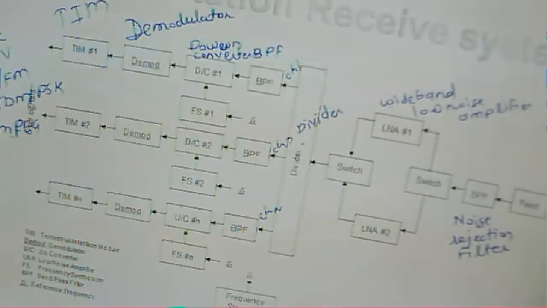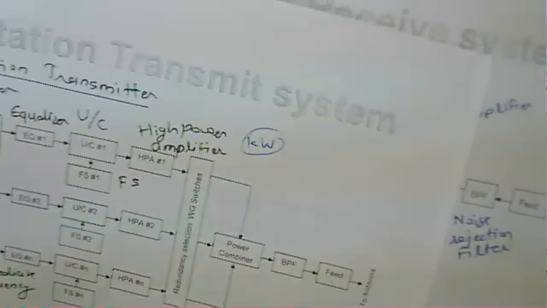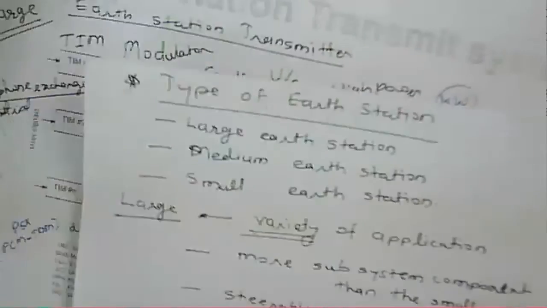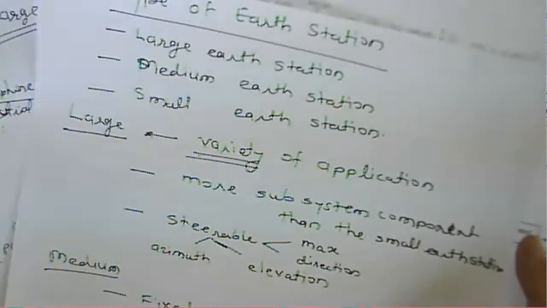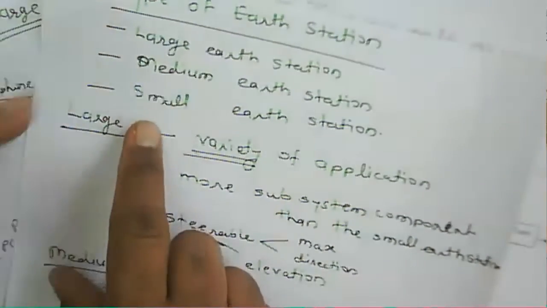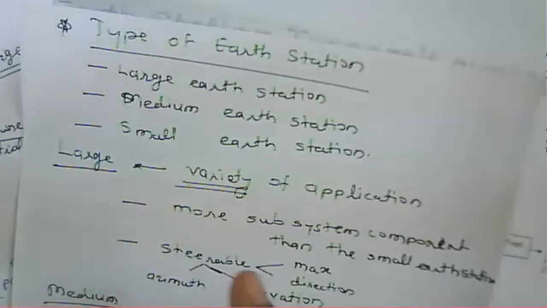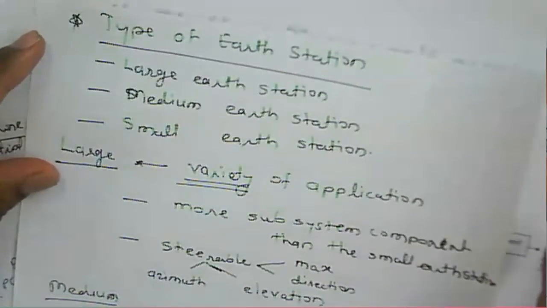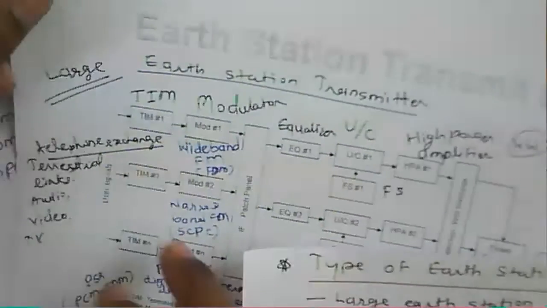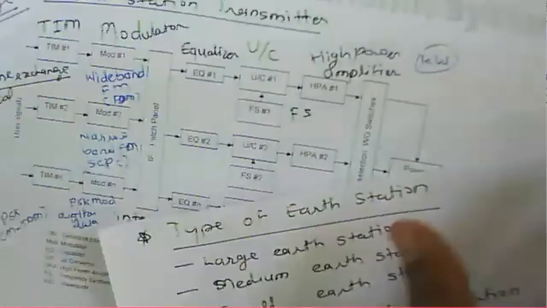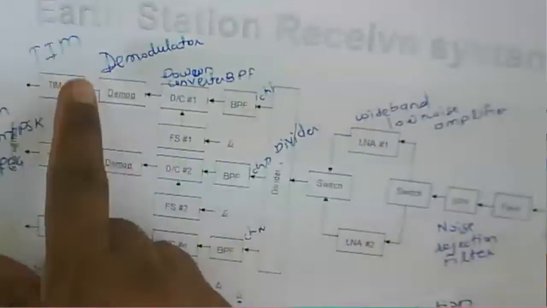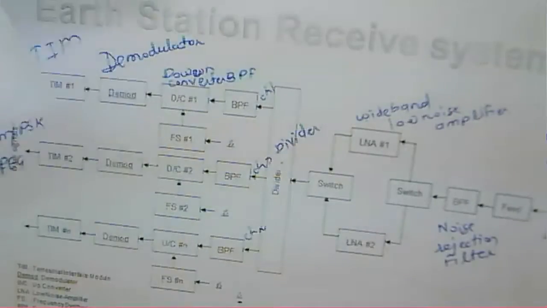So we have seen the earth station transmitter system. We said earlier that there are types of earth station systems depending upon the size of the antenna, whether it is a large antenna, medium antenna, or a small antenna, and according to that, the earth station type. Here we have seen a large earth station or medium earth station, and this is the earth station transmitter. This one is the earth station receiver.